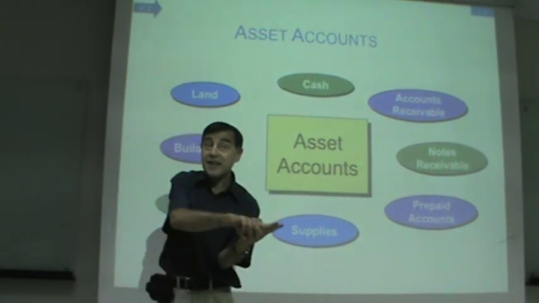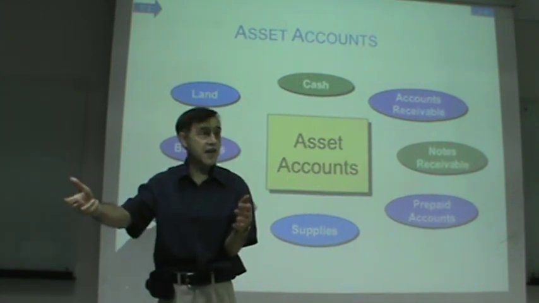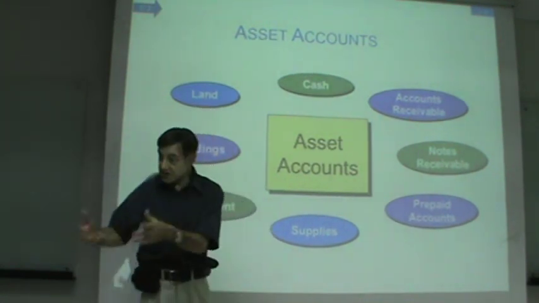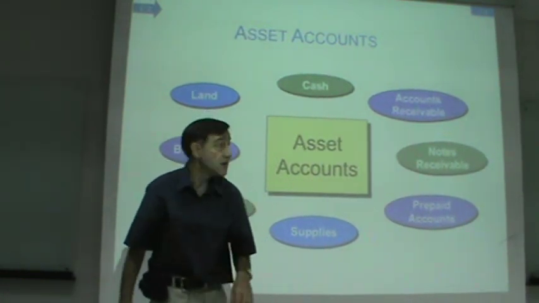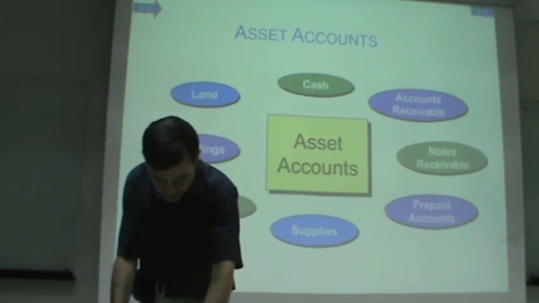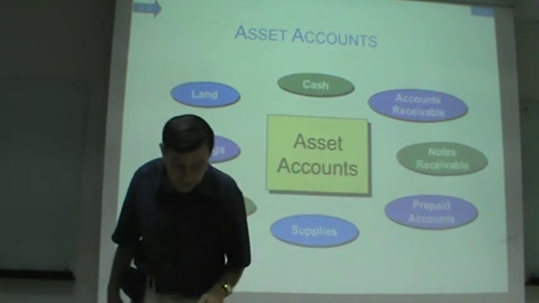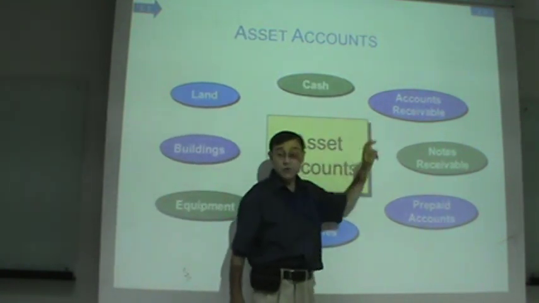If it's in the bank, can you make a bank transfer? Or can you write a check against it? Okay? And if it's in the vault, can you actually take it and make a payment for whatever reason? So, that's simply cash. Nothing special. Next one is accounts receivable.